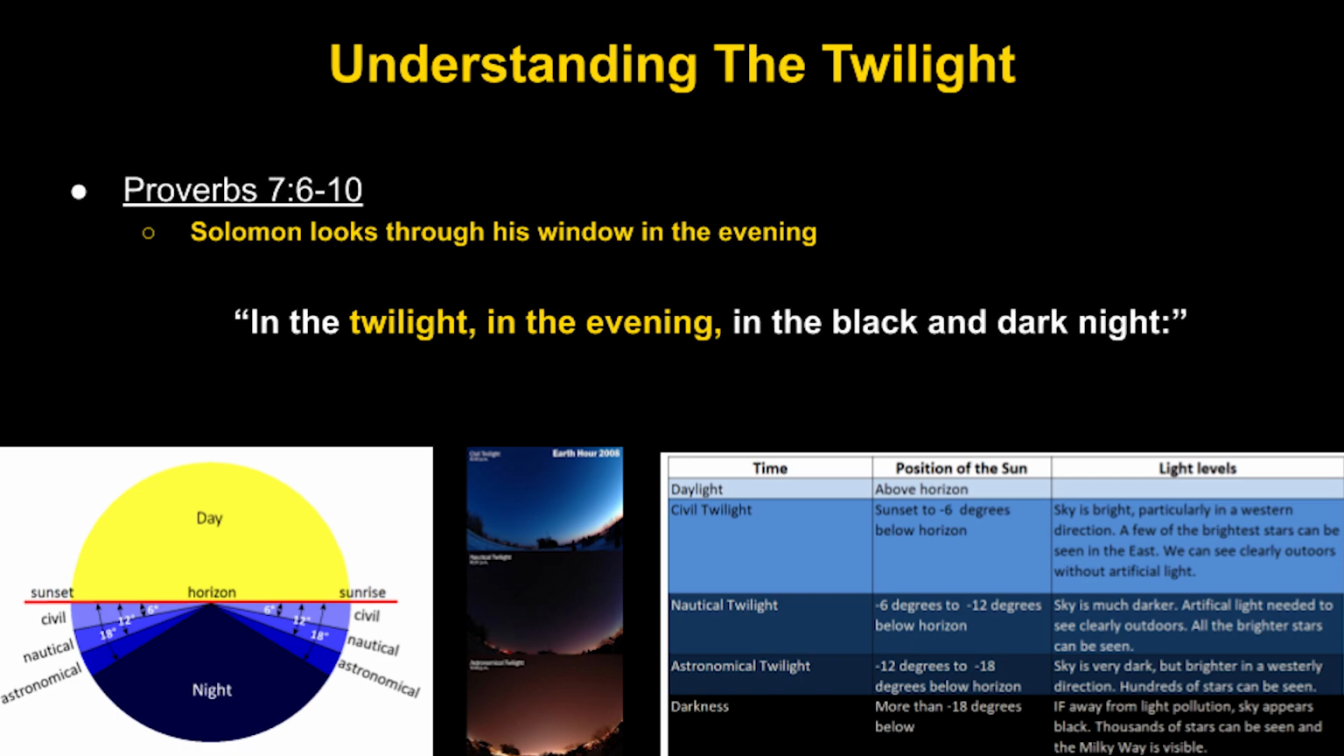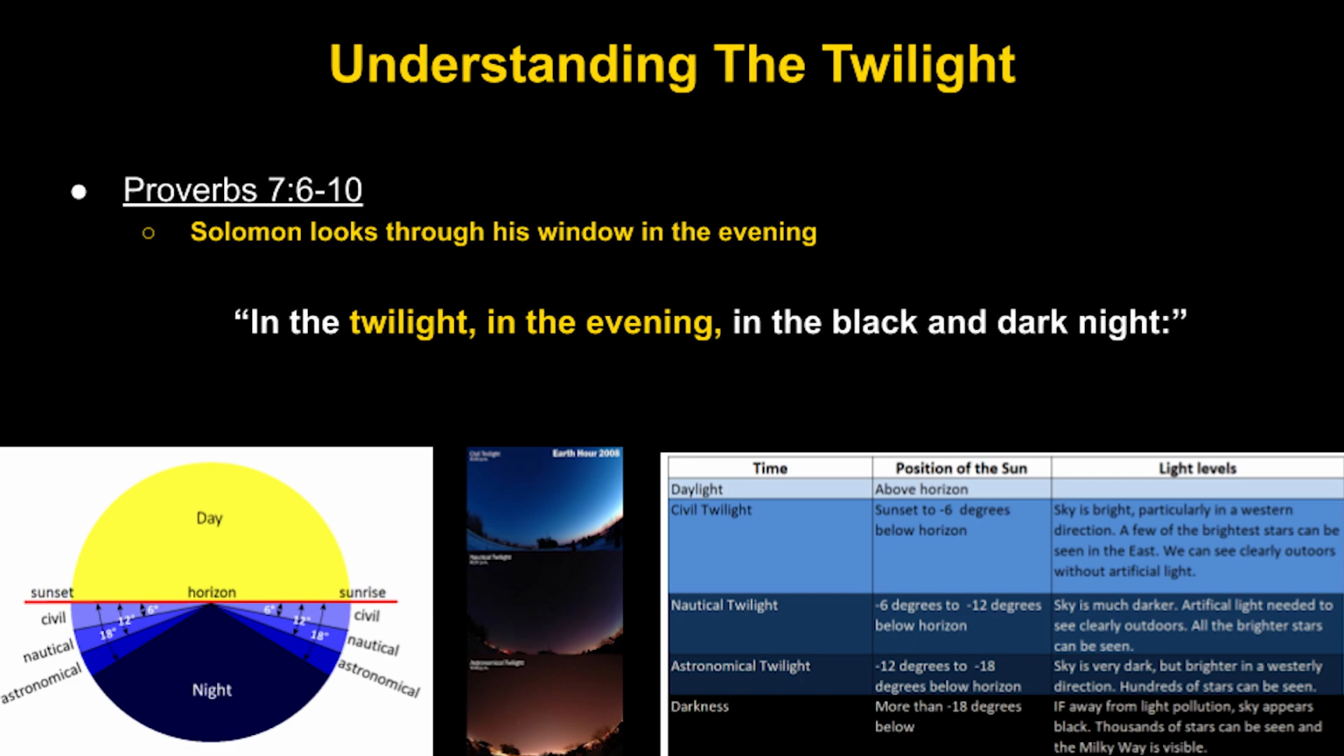There has to be a regression of light all the way from its highest peak to the lowest point of the night. That's why you can see in this second illustration from Earth Hour 2008, there's a distinct difference between the civil twilight, the nautical twilight, and the astronomical twilight. In a civil twilight, you can still see outside, although it is sunset. During this time, it says the sky is bright, particularly in a western direction. A few of the brightest stars can be seen in the east. We can see clearly outdoors without artificial light.